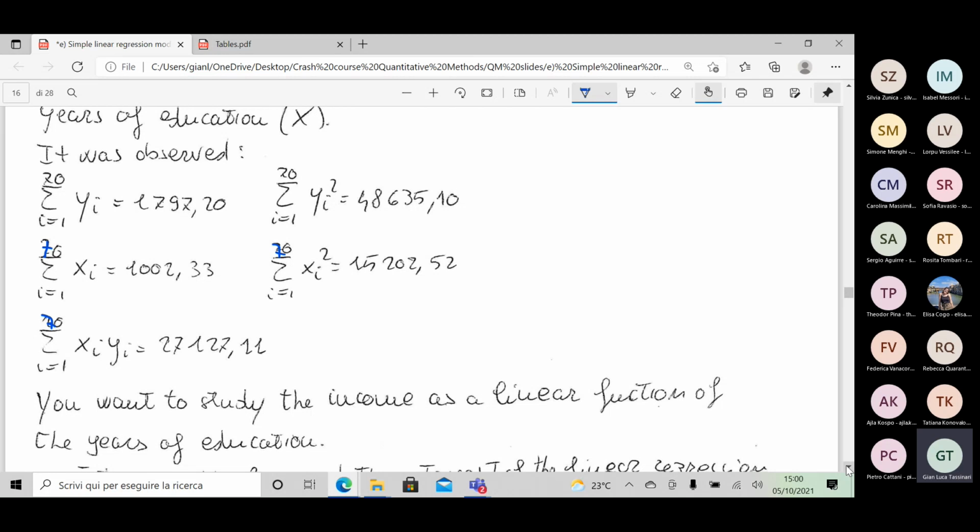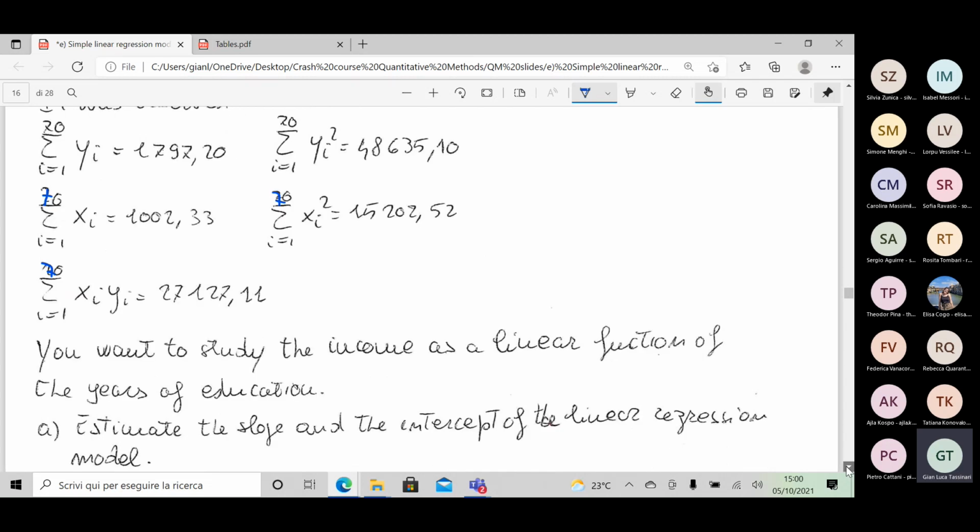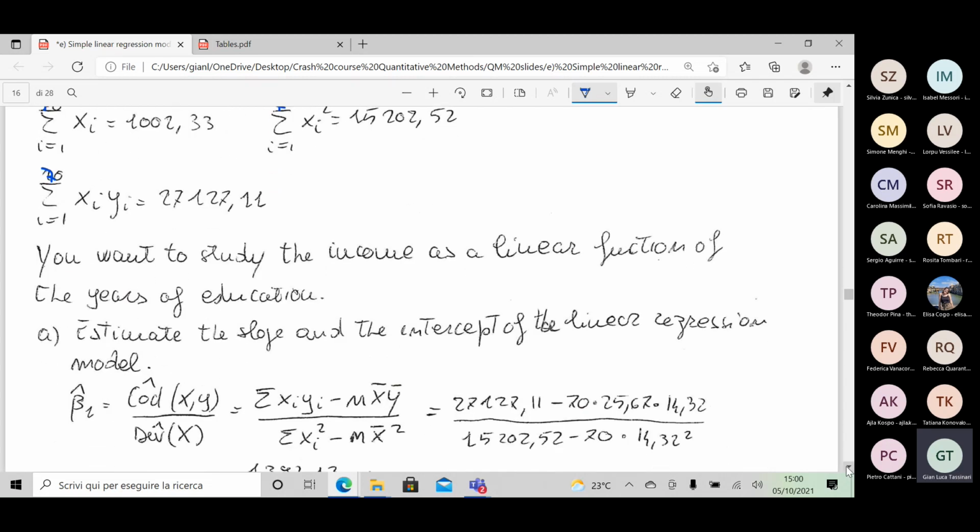So you want to study the income of this individual as a linear function of the years of education. In other terms, we assume that the expected level of income given the years of education is a linear function of the years of education. So we are assuming that the conditional expectation of y given x is a linear function of x. First question: estimate the slope and the intercept of the linear regression model.